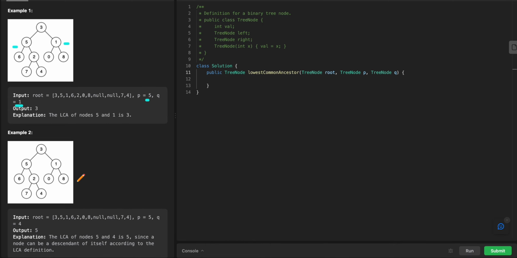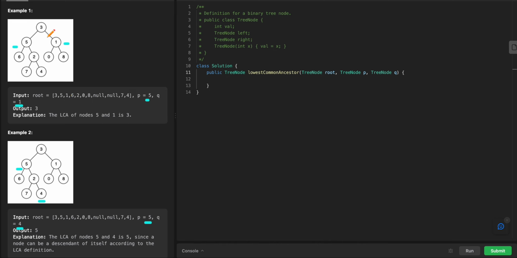And now let's look at another problem. We have P5 and Q4, right? So we have 5 here and 4 here, right? So both of these nodes lie in the left subtree. So we won't be able to find any of the two nodes in the right subtree, right? So what could be the logic here?